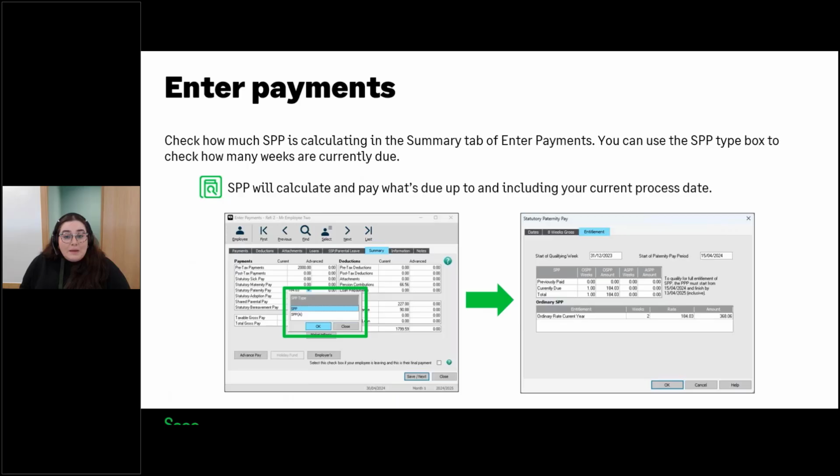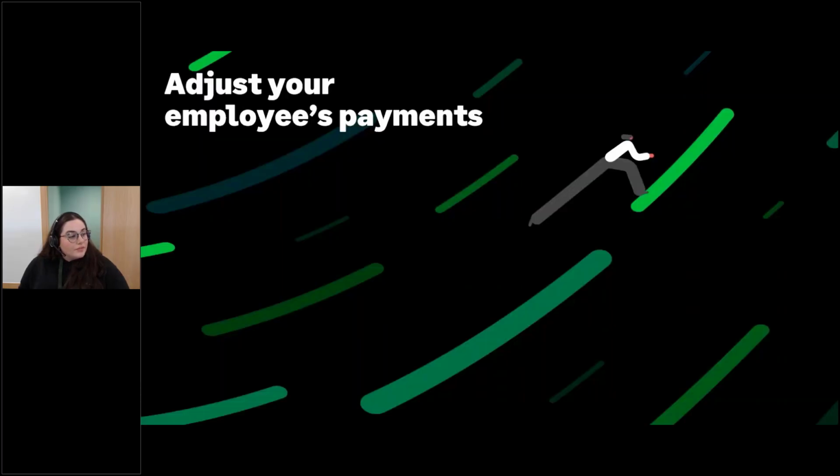We then checked in enter payments and we saw that that was calculating. And since the first week of SPP was in the current period I was processing, we saw that weekly rate of £184.03 in the summary tab. And then of course that little tip, so if you do want to see a breakdown of this amount and check exactly what it's paying, click the drop-down arrow, select your paternity type, and that is going to be a shortcut to the SPP information in the employee record. But that is the statutory amount taken care of.